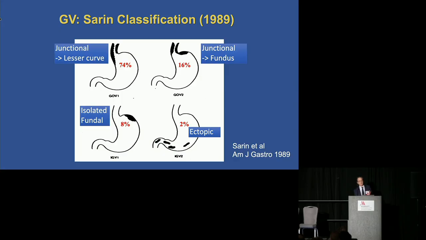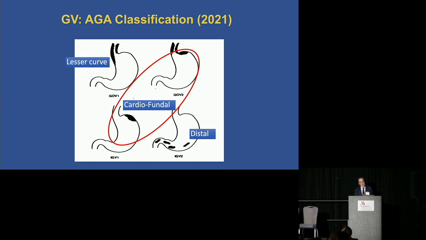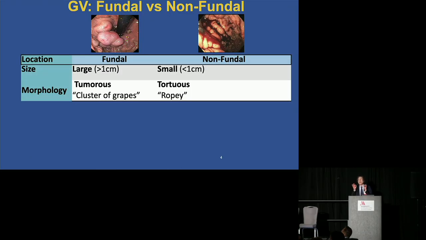And let's start with the beginning, 1989, the Sarin classification. So Sarin appreciated the heterogeneity of gastric varices. You're all familiar with this classification with the 4 different types based on topography. The AGA has simplified this a little into 3 different types. That's a welcome step. It's in the right direction. So we have the lesser curve, the cardial fundal that combine the GOV2 and the IGV1, and then we have the distal. Now, I believe we can simplify this further into 2 types, fundal and non-fundal.